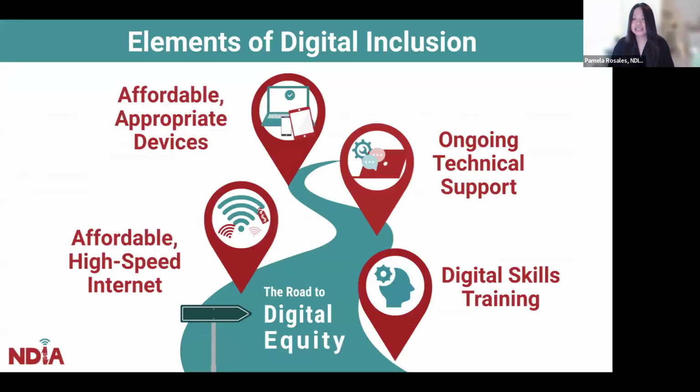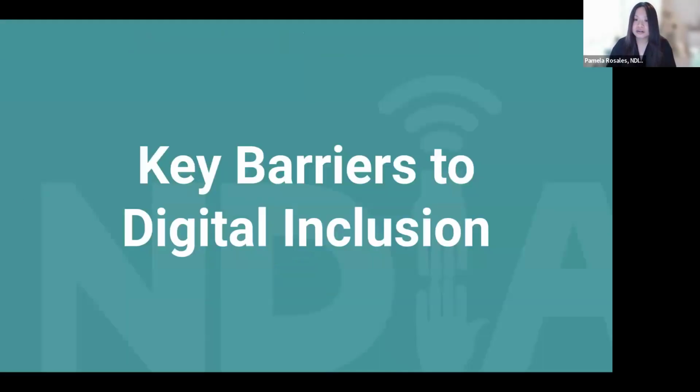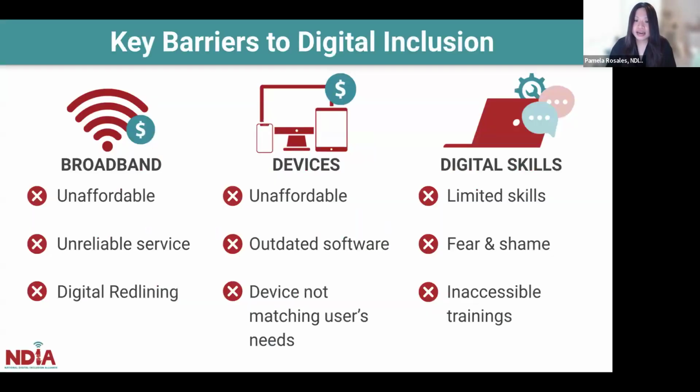All right, so these are the different elements of digital inclusion, which we like to say is the road to digital equity. And so that is, again, those programs that will help make sure that our community reaches digital equity. So it's affordable high-speed internet, helping our community members with affordable, appropriate devices, providing ongoing technical support, and digital skills training.